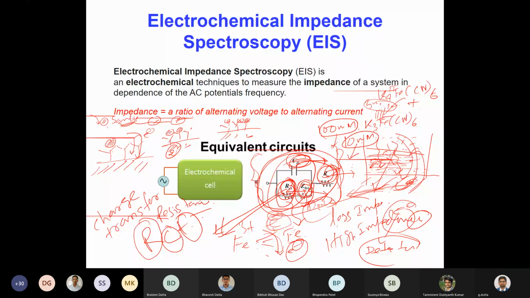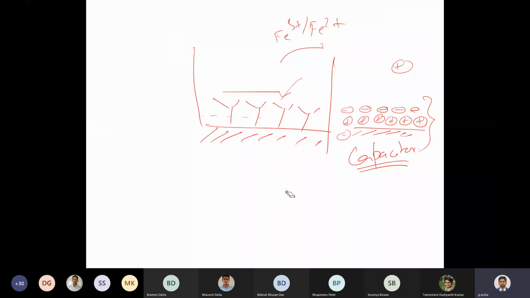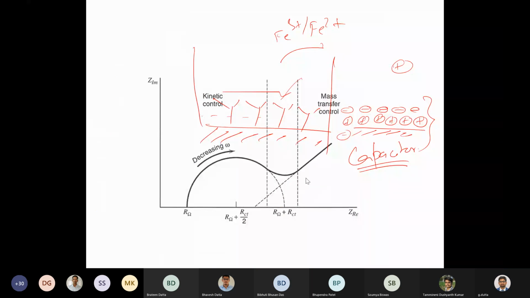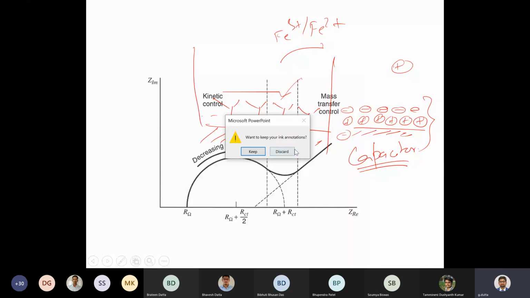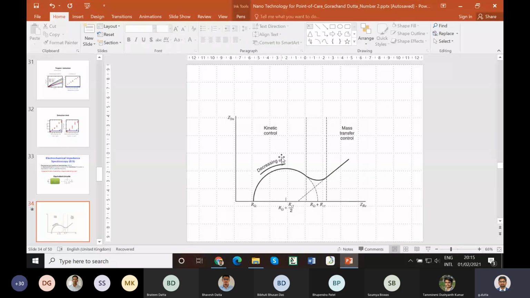If you want to learn why it is serially connected and why this is parallelly connected, for that we need some mathematics, some expressions and some derivation. Maybe I can teach you that in an extra class. Just try to remember that we will measure the RCT from the impedance spectroscopy. Okay, guys, is it okay for all of you? Yes, sir. For this class I'm just skipping this derivation.